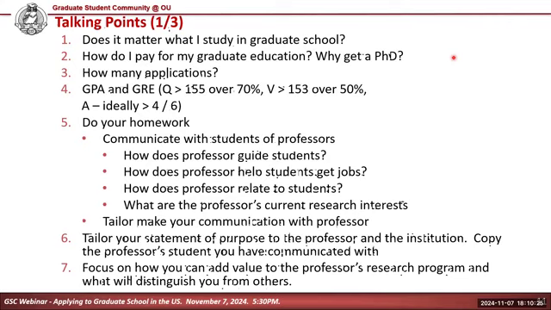Other professors will be doing something similar, maybe not quite exactly what I'm doing. So now I mentioned that you identify 20 programs that you think are appropriate for you, and then do your homework. Doing your homework is very important. What you need to do first is to communicate with the students of the professors. When you write to the professor directly, typically most professors will ignore you.